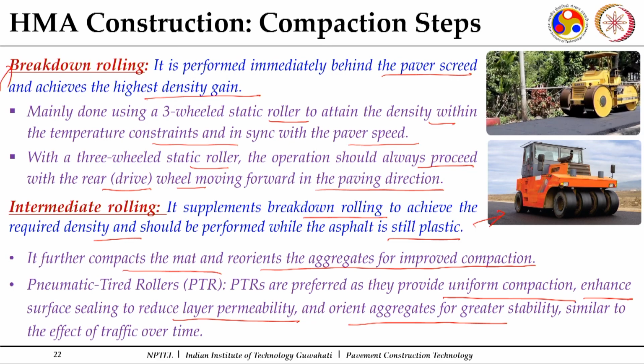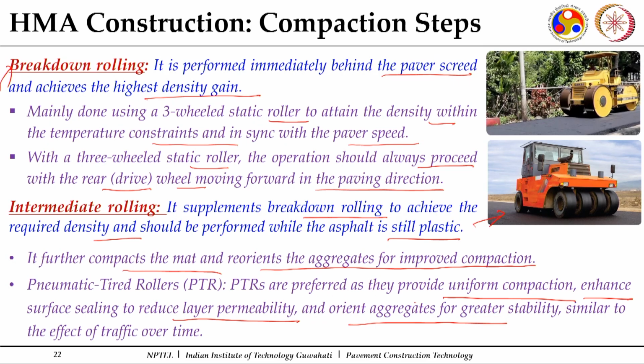So, that is why PTRs are highly preferred. You can use vibratory rollers also, but PTRs are highly preferred for intermediate rolling, because we achieve the reorientation of the aggregate particles. This helps us enhance the sealing of the surface so as to reduce the permeability, or to make the surface impermeable, and because of the kneading action, it gives a uniform compaction also.